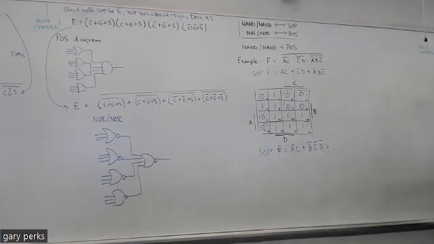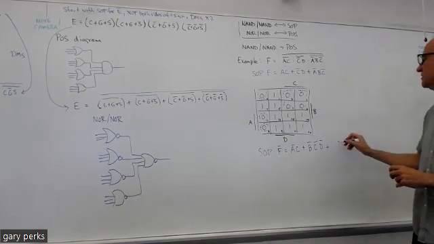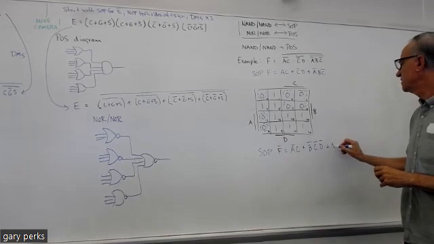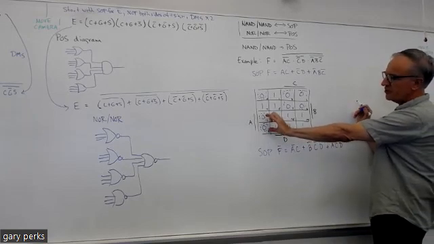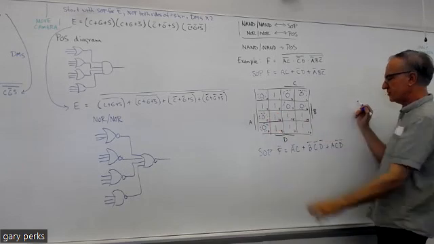So what term would that give us? 12 and 8. Say it again. A, not C. A, not C. So let's see. Yeah, they're both in the A row, not C columns, not D. Yeah, the only thing that's different is D.